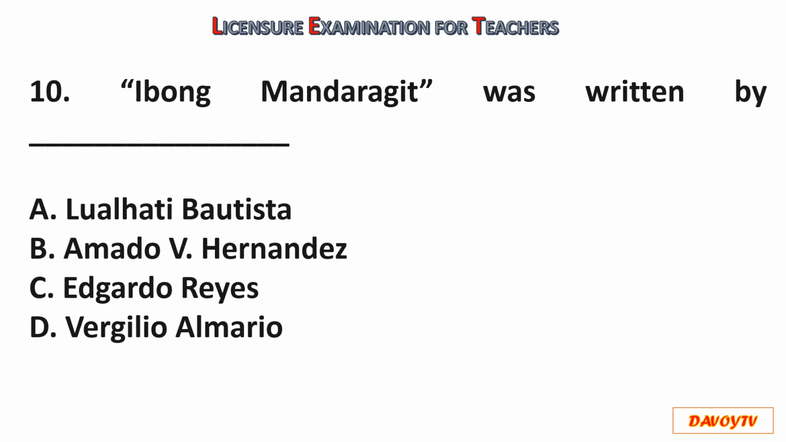A. Lowell Hayti Bautista. B. Amado V. Hernandez. C. Edgardo Reyes. D. Virgilio Almerio. The correct answer is letter B. Amado V. Hernandez. Ibong Mandaragat was written by Amado V. Hernandez. This novel is a significant work in Filipino literature, reflecting social and political themes.